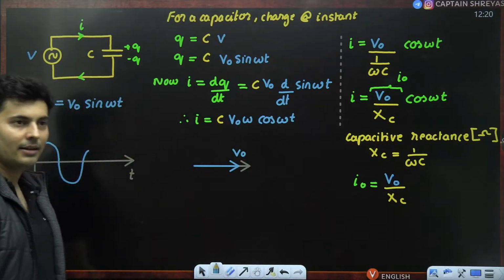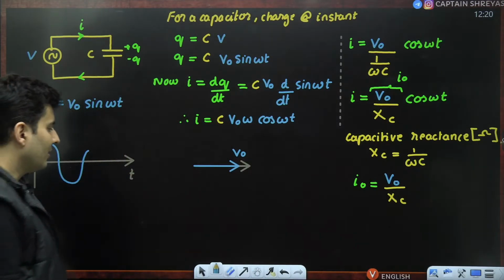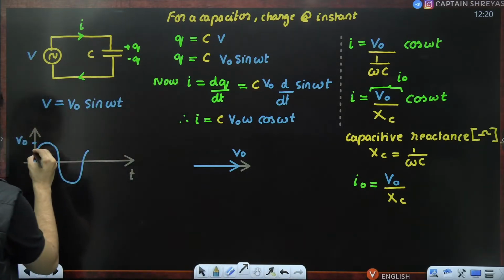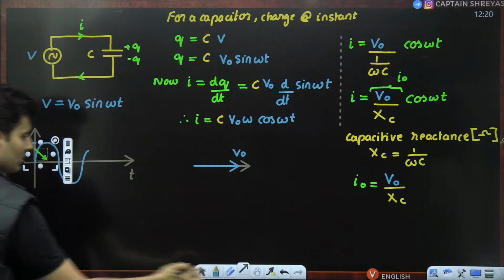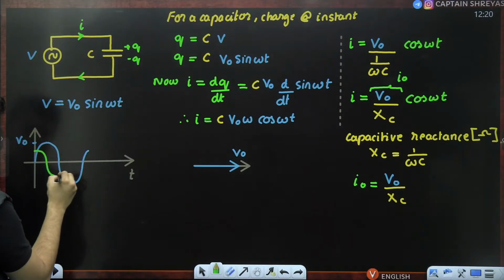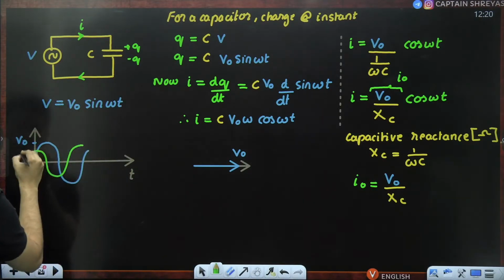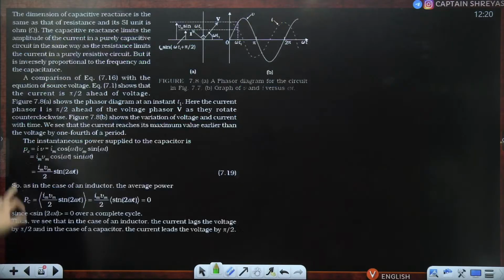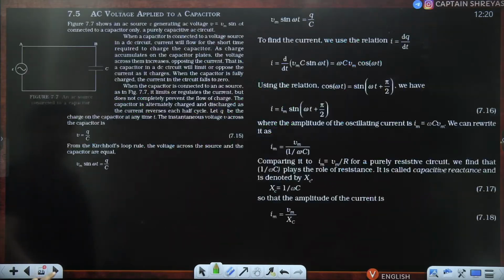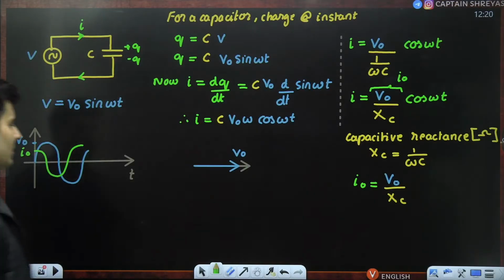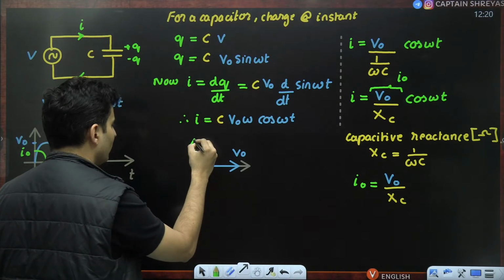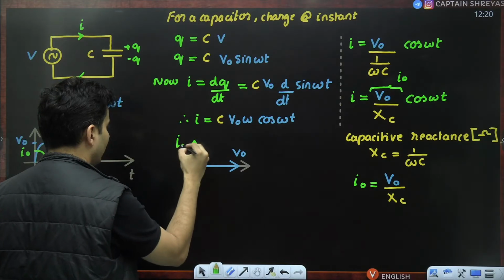The current graph is basically a cosine graph, which will start like this. This is I naught. Here the current is a cosine graph; earlier you saw the voltage was the cosine graph. So you will notice that the current's phasor diagram will be over here. This is your current phasor.